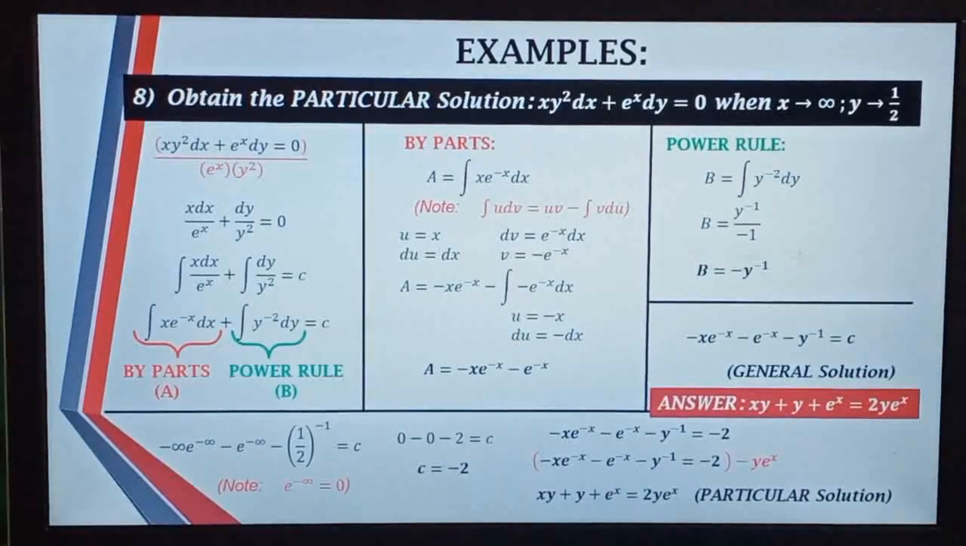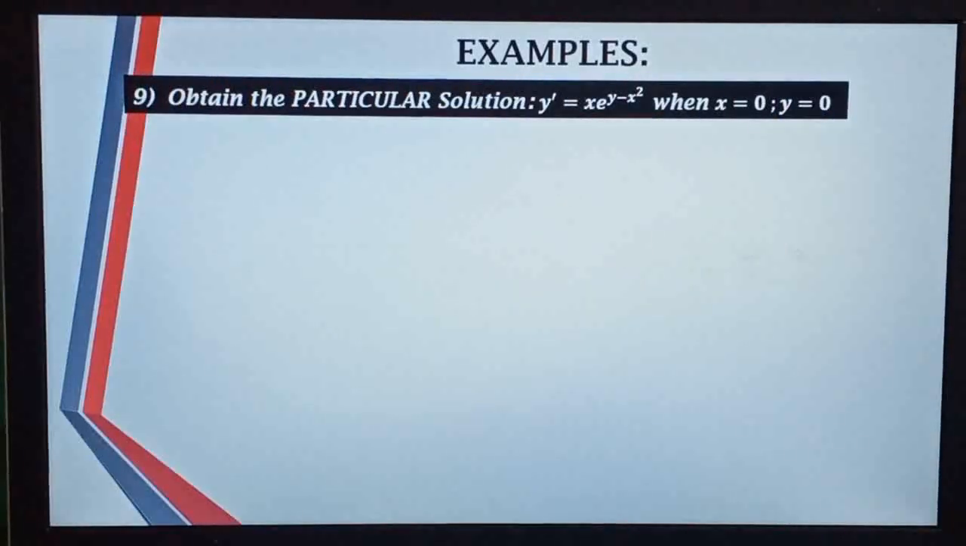Now let's go to example number 9. We have to obtain again the particular solution, but the given is y prime equals x e raised to y minus x squared. Then the given condition is when x equals 0, the value of y is 0. So papalitan muna natin si y prime ng dy over dx.